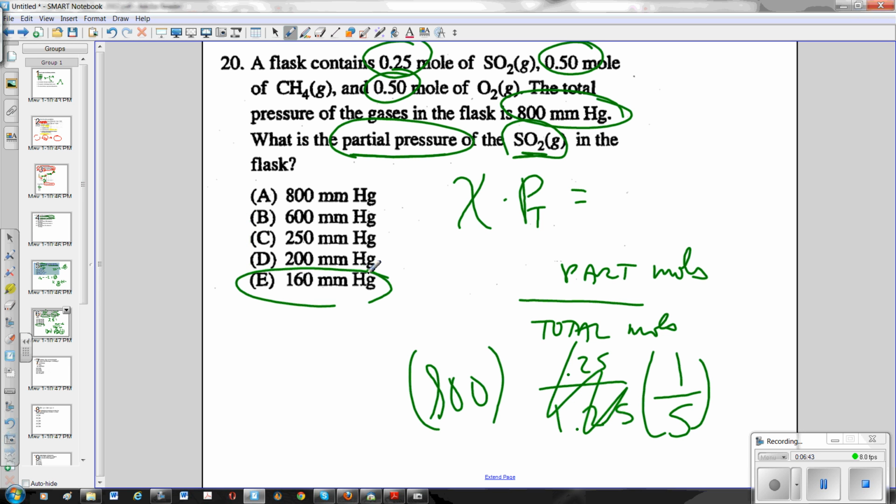So all you have to remember is basically mole fraction. You're going to use mole fraction for this. Total moles on the bottom. They're going to have you do this on the test. I take all these, I add them up. I take the part of the moles, which is going to be 0.25 on the top. I end up with 1/5 times 800 is what I'm really trying to do from a mathematical standpoint.